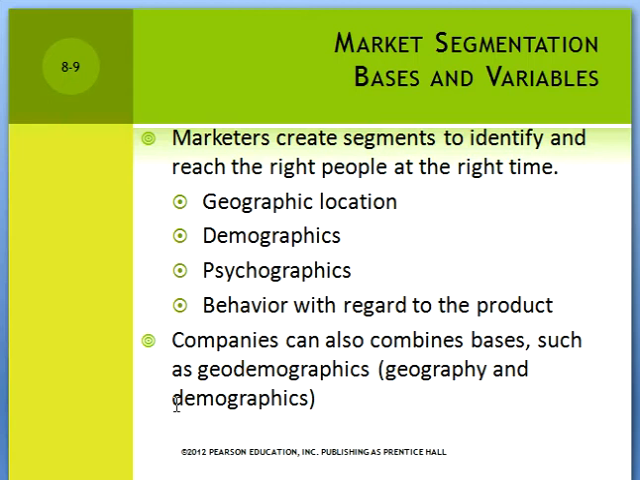There are various bases and variables on which we can do market segmentation. Marketers create segments to identify and reach the right people at the right time. Geographic location, we are seeing more and more used by Google, for example, for GPS positioning, in which case, based on the location, they can offer you products and services online. Demographics, based on gender, age groups, etc. Psychographic, we'll learn more about behavioral with regards to the product. Companies can also combine these bases such as geodemographics too.